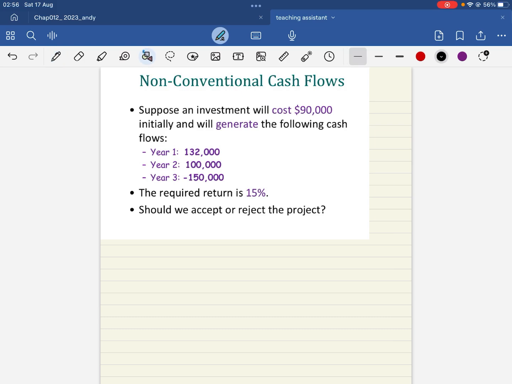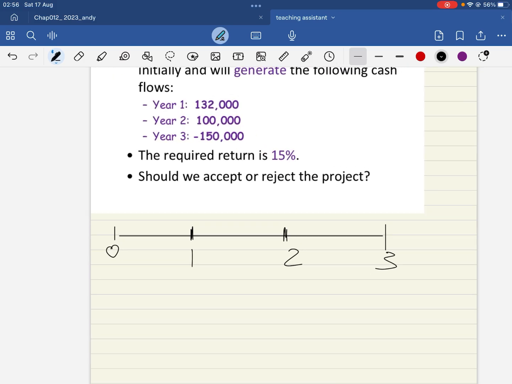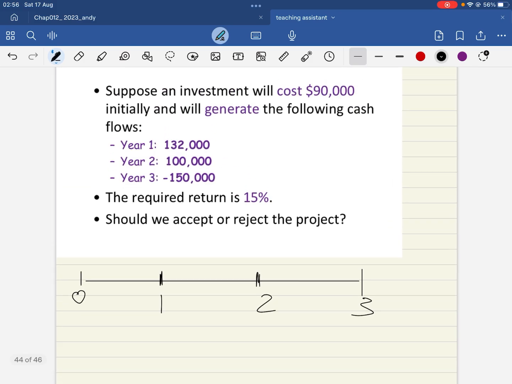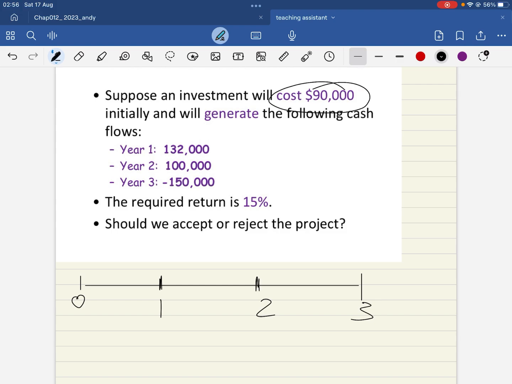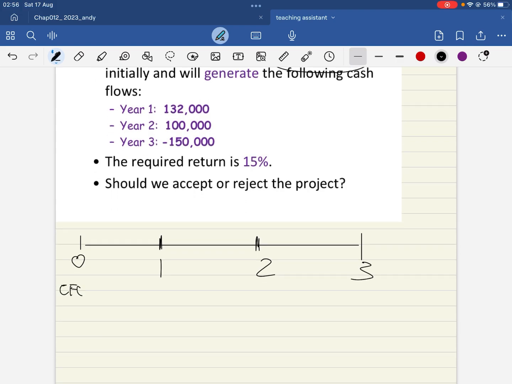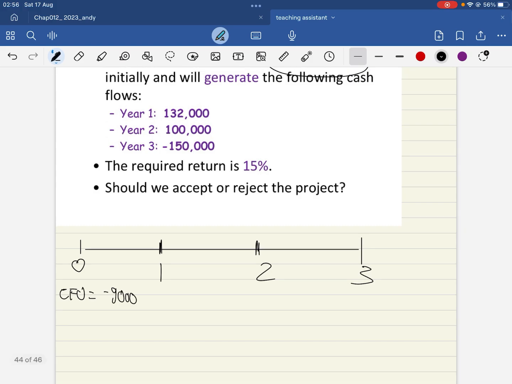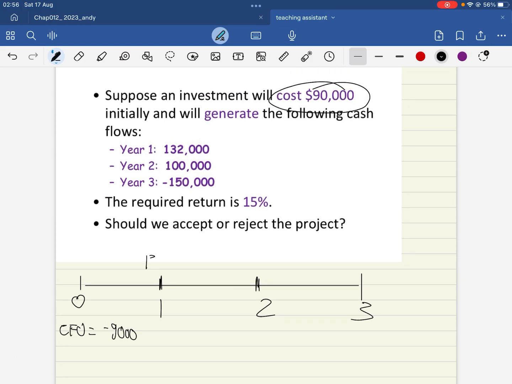Let's first draw a timeline. So our timeline will be looking like this. This is year 0, year 1, year 2, and year number 3. The cash flow in year 0 is minus 90,000 because we invested 90,000 USD. So CF0 is equal to minus 90,000 USD. In the following years, we have 132,000, 100,000, and in the last year of the project, it's a negative number, 150K. So this is an example of an unconventional cash flow.